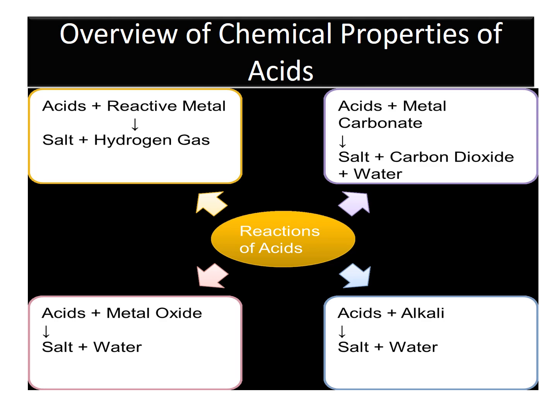First of all, this is an overview of the chemical properties. First one is the acids react with the metals. Second one, the acids react with the metal carbonates. The reaction of the acids and the alkali, and finally the acids react with the metal oxide. Now we will study all these properties one by one. So now let's see first of all the first reaction of the acids with the metal.